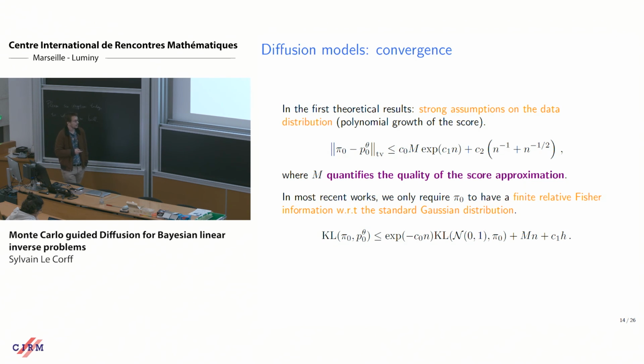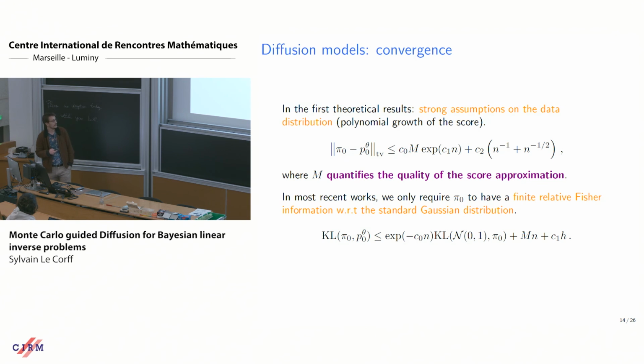And much more recently, a few weeks ago, a few months ago, Alain Durmus and his co-authors showed that only using really weak assumptions on the true data, you can obtain upper bounds which are controlled exponentially fast in the total number of time steps. You don't have this term anymore. So this justifies the use of diffusion models to approximate pi 0 by p0 theta.